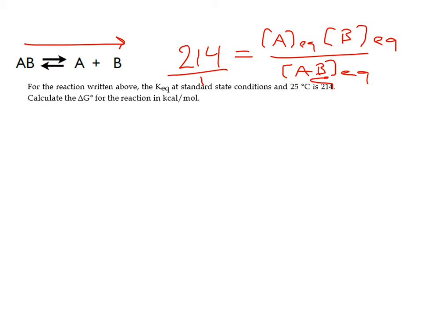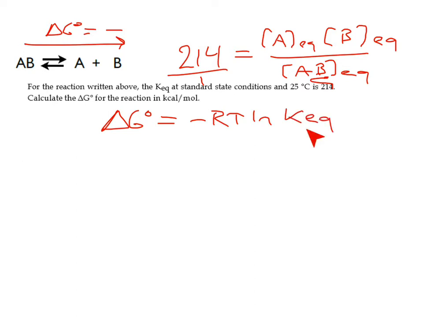So what should our sign be? Well, if this thing is going to the right, delta G naught should be negative, right? Negative delta G naughts are spontaneous. So we know something about the spontaneity based on the KEQ. We're going to use that same equation we had last time. Delta G naught is equal to negative RT ln of KEQ. This should be spontaneous. Cool. So we know a couple things.